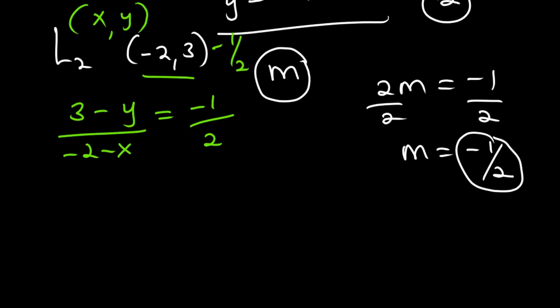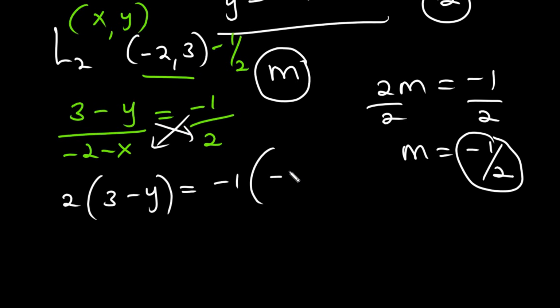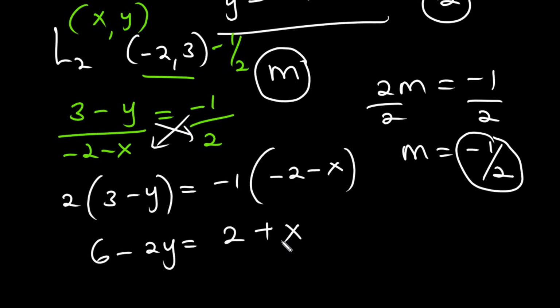So when we cross multiply, it's going to be 2 multiplied by (3 minus y) is equal to -1 multiplied by (-2 minus x). So this is going to be 6 minus 2y is equal to -1 times -2, which is +2, and then this one is also going to be positive x.